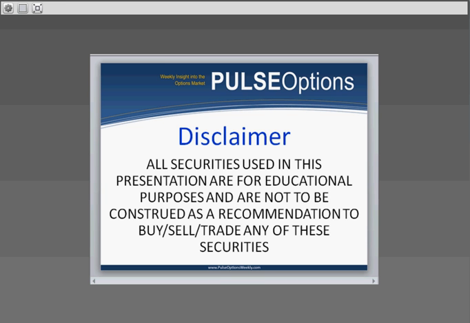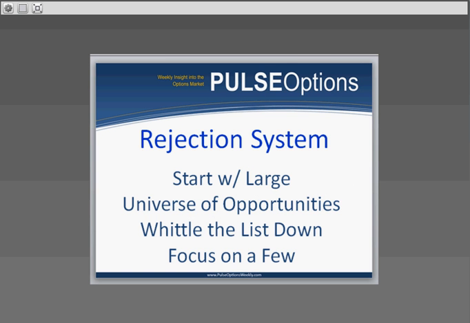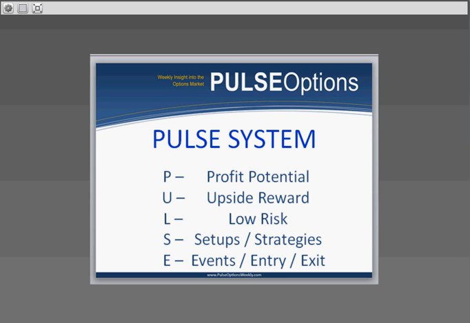Now, as Steve mentioned, I helped a bank over in Europe trade $2 billion. That's billion with a B. I learned an awful lot from them, and the most important thing I learned was the rejection system, right? We start with a large universe of opportunities, whittle the list down, and focus on a few. I took all my experiences and put them together and built what I call the Pulse system.